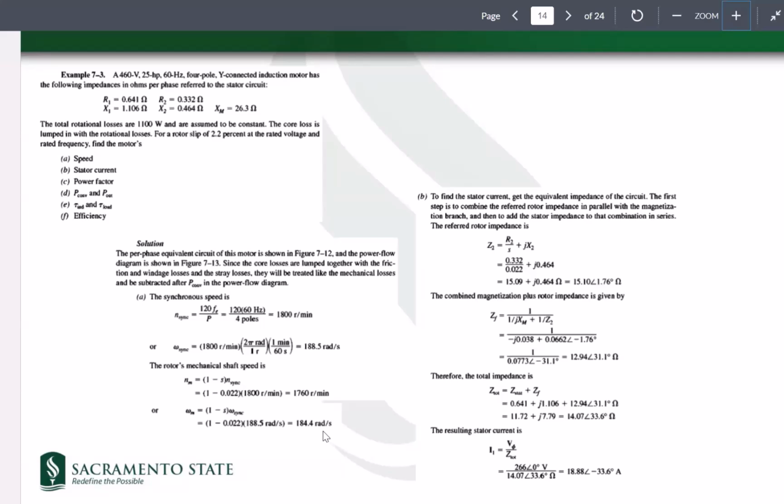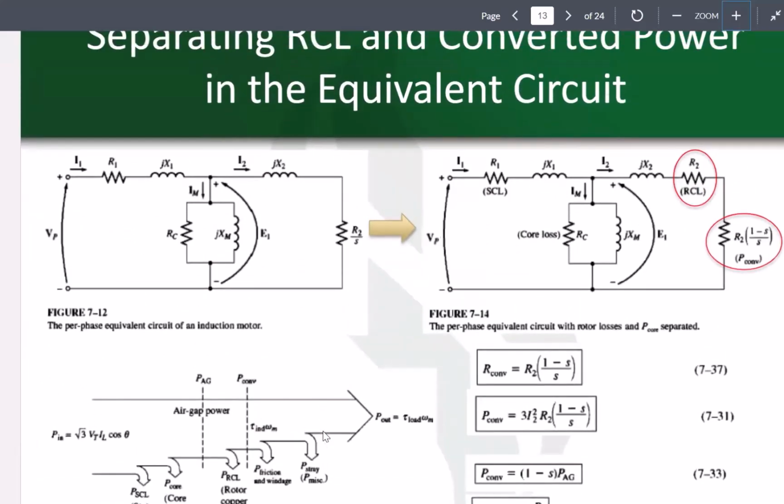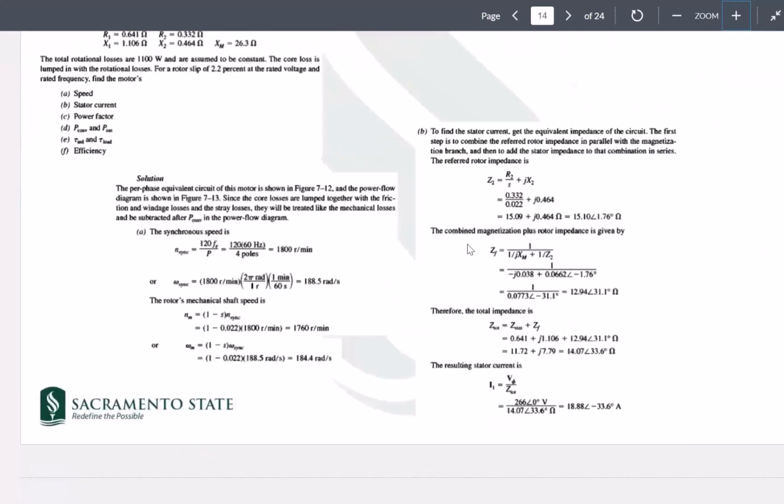Now it's asking to find the stator current. So let's see how you can find the stator current through either circuit. To find this stator current, what we really need to do is find this equivalent impedance, right? And we have everything to calculate that because we have the parameters of the machine and we have the slip. Because we have the slip, we can find that equivalent impedance. That equivalent impedance has been found. And the phase voltage over Z equivalent would be that current I1, which is the stator's current.